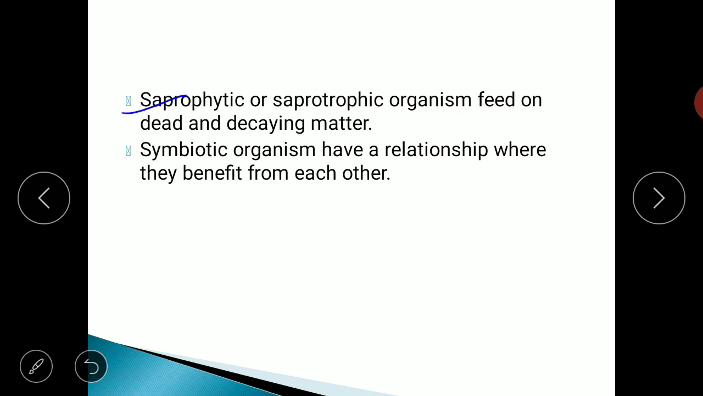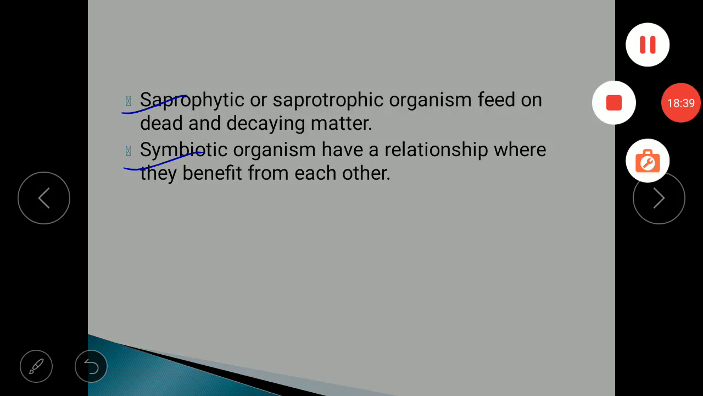Saprophytes or saprophytic organisms feed on dead and decaying matter. Symbiotic organisms have a relationship where they benefit each other. And we also studied insectivorous plants, some of which can carry out photosynthesis, but they feed on insects because the soil in which they live is poor in some nutrients.